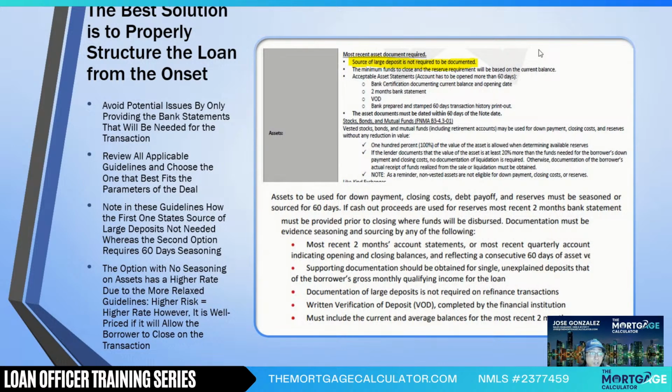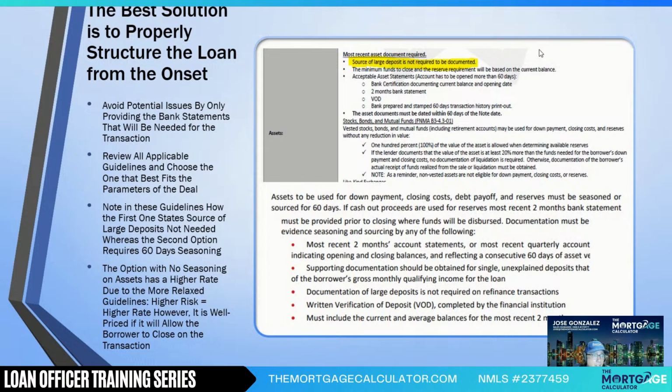Now look at the guideline below. Look at how complicated that looks, right? And that's pretty standard. Assets to be used for down payment, closing costs, debt payoff, and reserves must be seasoned or sourced for 60 days. If cash out proceeds are used for reserves, most recent 2 months bank statements are still required by that outlet, right? And notice it's all over the place: 60 days, 2 months. Supporting documentation should be obtained for single unexplained deposits that it of the bars. Oh, I think there's something missing there that was cut off.